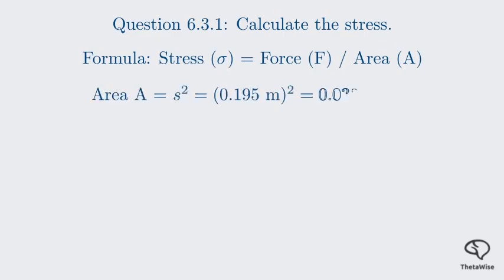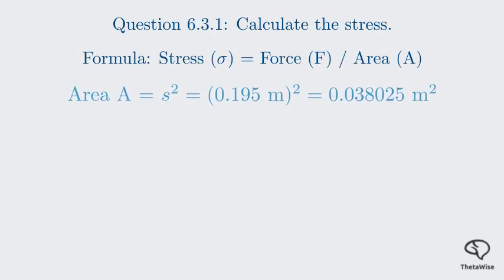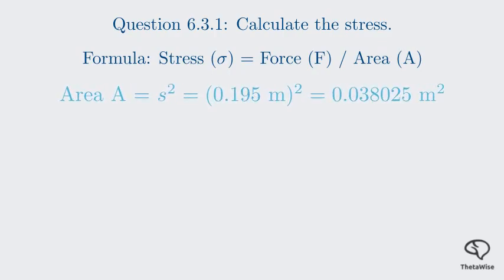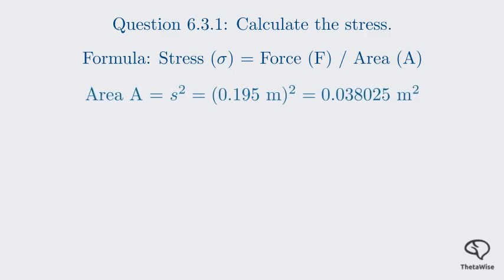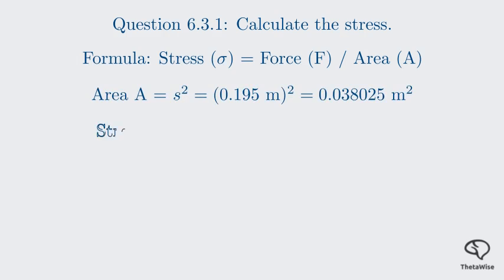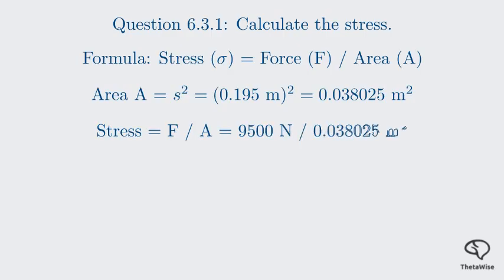The bar is square with a side length of 0.195 meters. The area is side squared. So 0.195 meters times 0.195 meters gives an area of 0.038025 square meters. Now we can calculate the stress by dividing the force by this area. Stress equals 9,500 newtons divided by 0.038025 square meters.